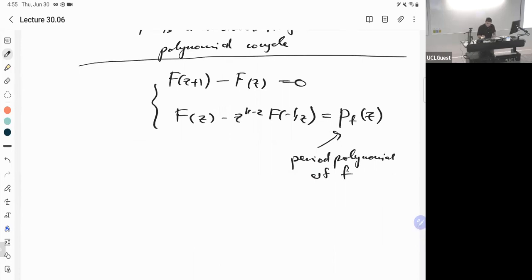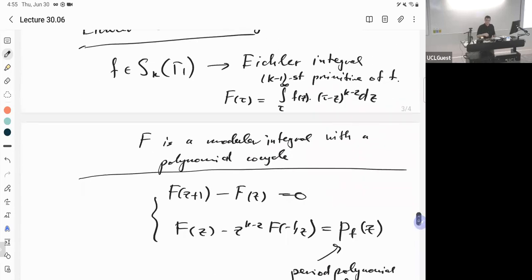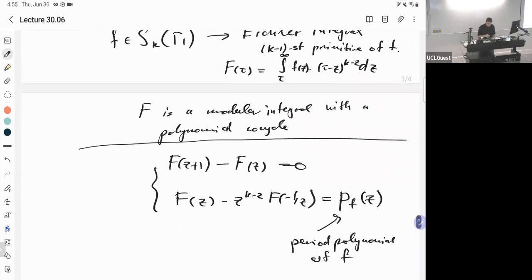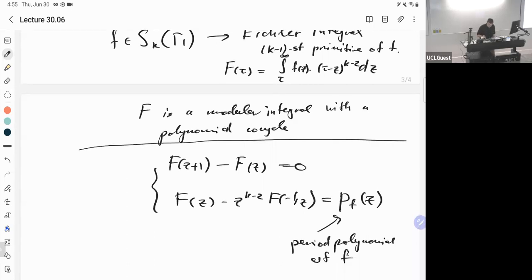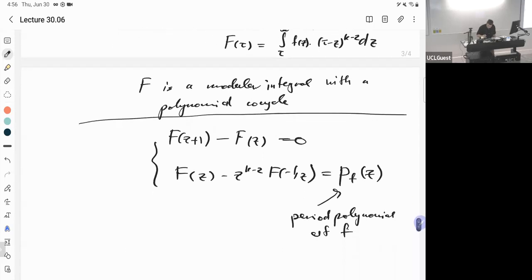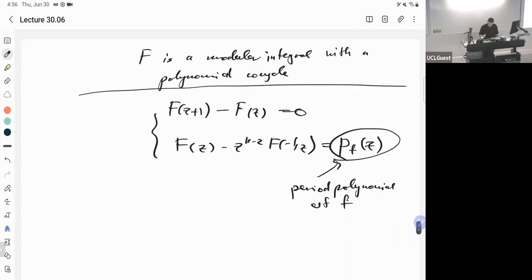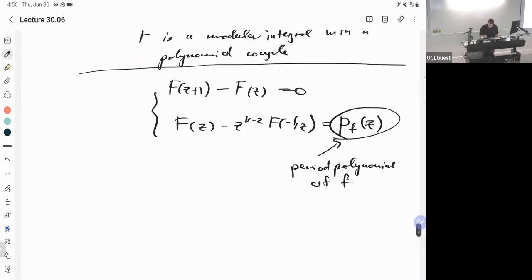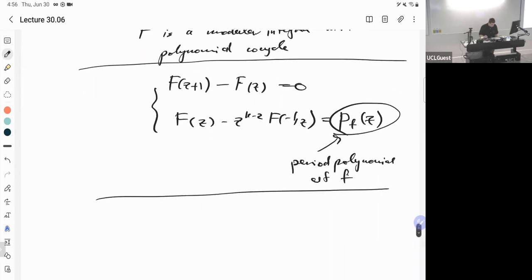It turns out that almost everything that you can ask about the function f and many arithmetic properties of it, like how it behaves with respect to Hecke operators, which I haven't talked about, but which is of interest in arithmetic applications, you can compute just by looking at this polynomial. And it's much easier. Many ways of computing with modular forms actually don't work with the forms themselves, but with these period polynomials.